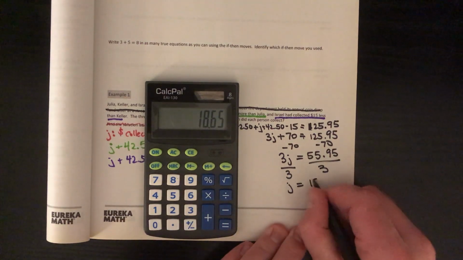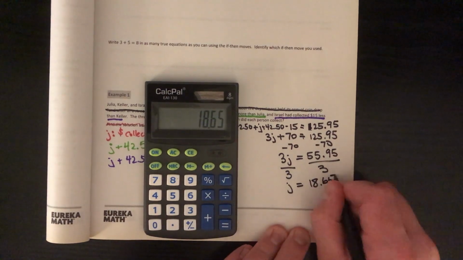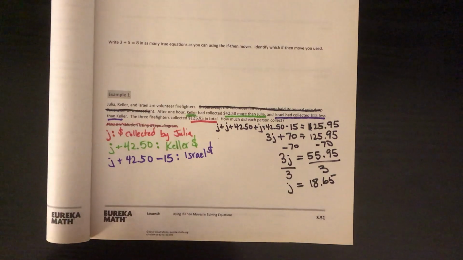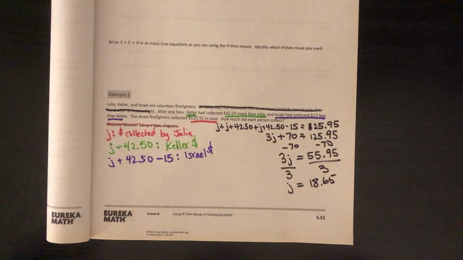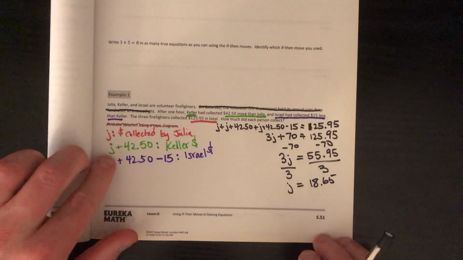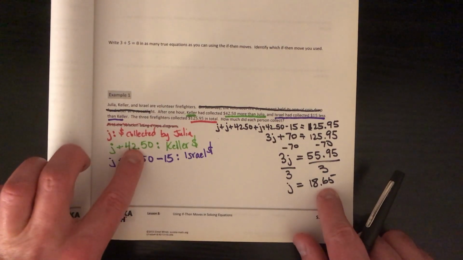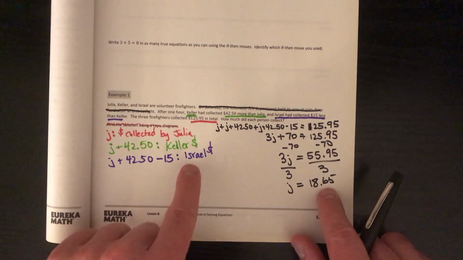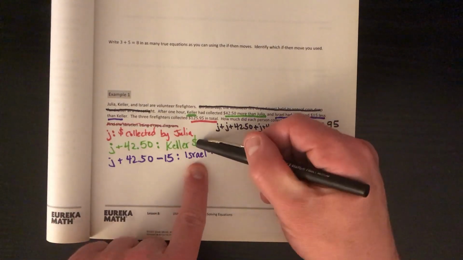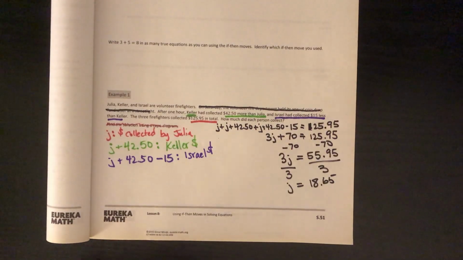So Julia made $18.65. So this video is getting close to 20 minutes, so I'm going to go ahead and cut it off here. But you know how to finish it from here. If you wanted to figure out how much Keller made, you would just take this number and add 42.50. And if you wanted to figure out how much Israel made, you would take the money you just figured out for Keller and subtract 15. All right, so I'm going to ask you to practice this a little bit today, and then we'll move on to Module 5 tomorrow.